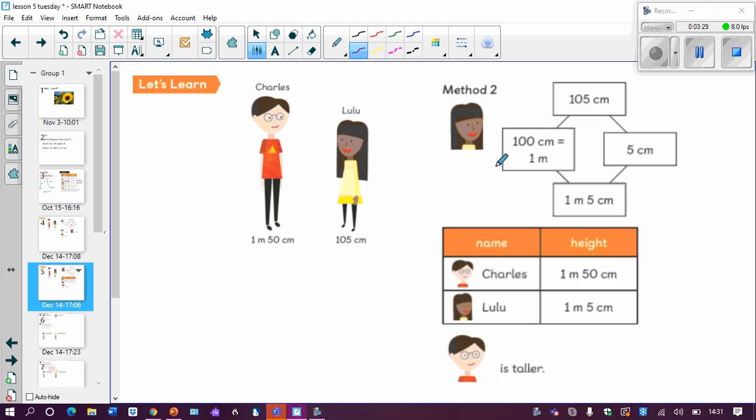Method 2 is the method that we chose to do. We split 105 centimetres into 100 centimetres and 5 centimetres, and we recognise that 100 centimetres is the same as 1 metre. When we added them together, she was 1 metre and 5 centimetres long. When we put them next to each other, we can now see they're both metres and centimetres, and that Charles is the tallest.